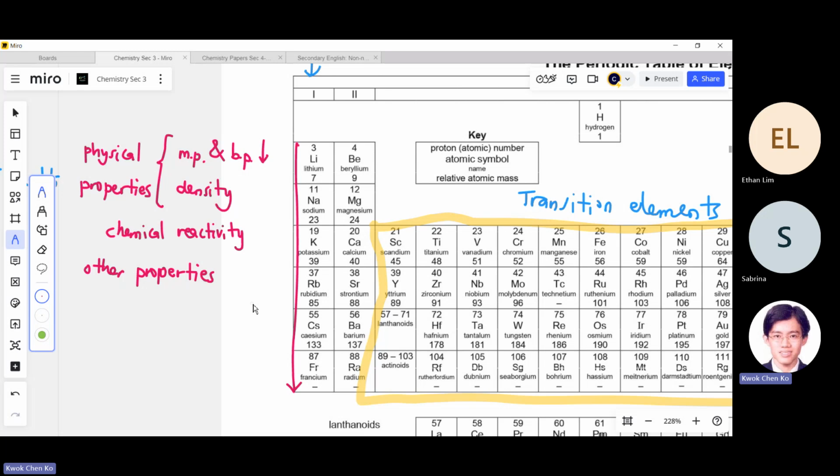Come, Ethan, how about density down the group? Density increases. Okay, good. Guys, you have to remember. I don't think there's a point giving you the explanation, but you have to remember. Now chemical reactivity. So lithium is the least reactive, and by right, francium is the most reactive in group one. Yeah, of course, you can add that in if you want.